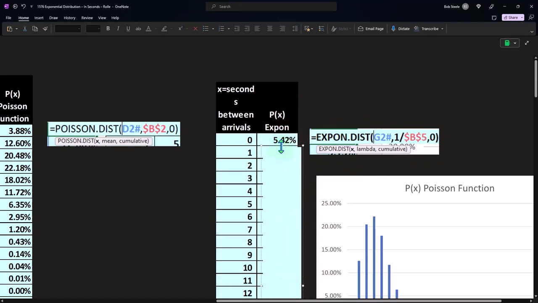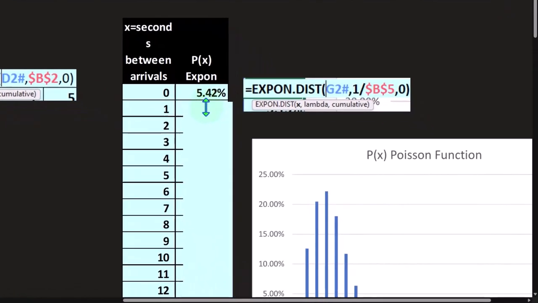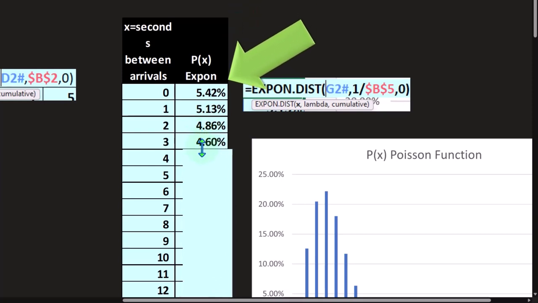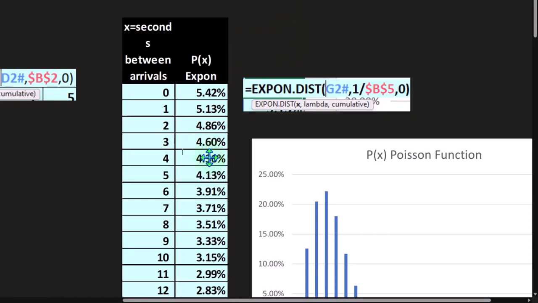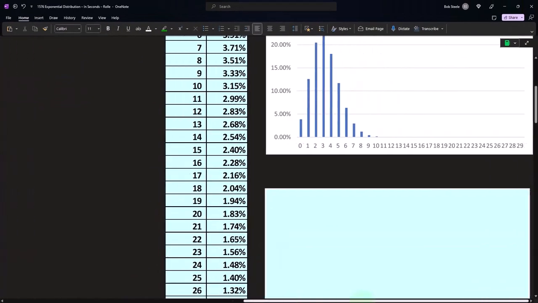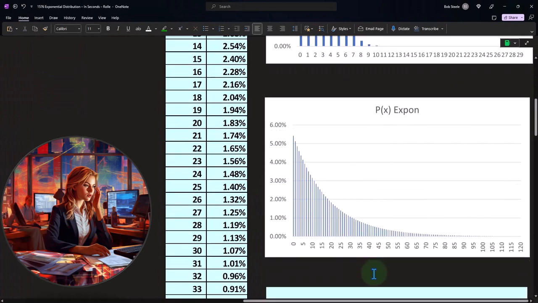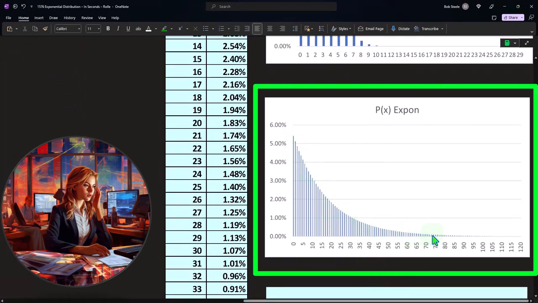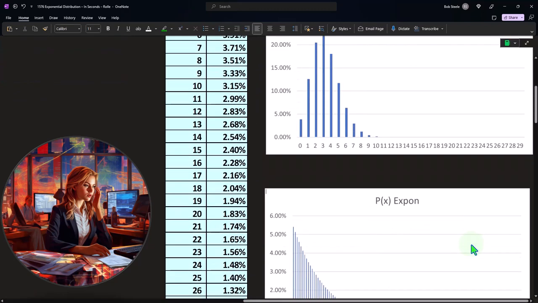What's the likelihood of zero seconds? 5.42. What's the likelihood of 1 second between arrivals? 5.13. 2 seconds between arrivals, 4.86. 3 seconds, 4.60, and so on and so forth. So if we were to plot this out, then it would look something like this. So now we have it. This is the characteristic look of an exponential type distribution.